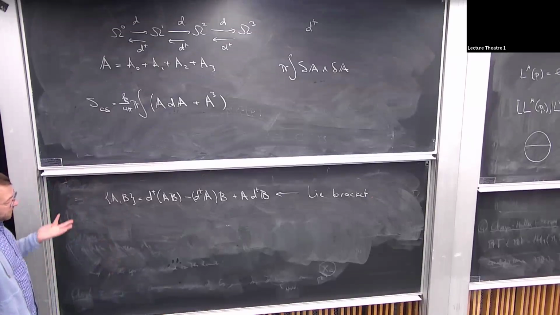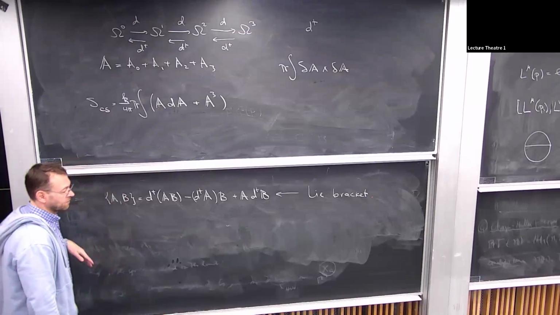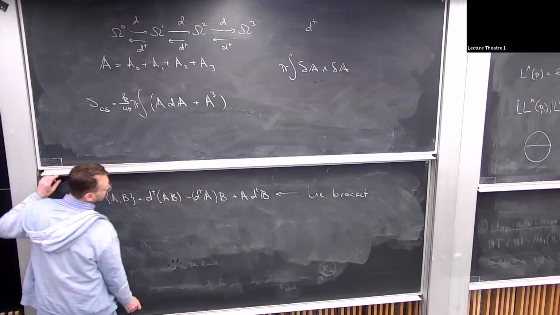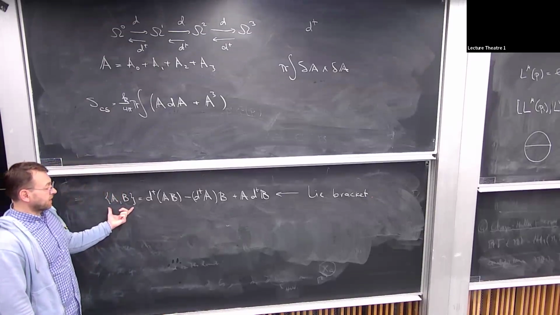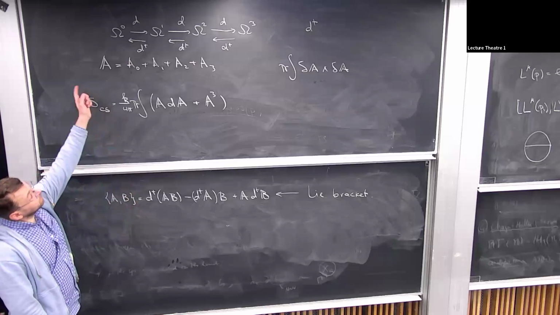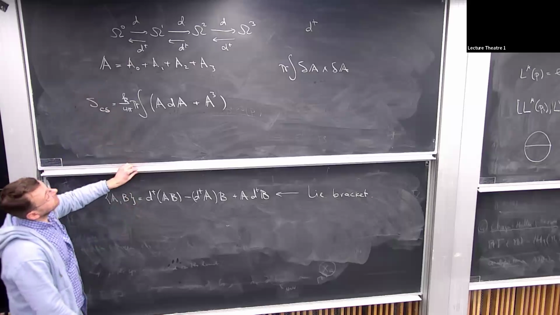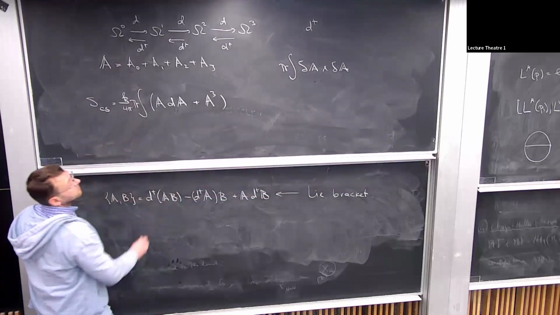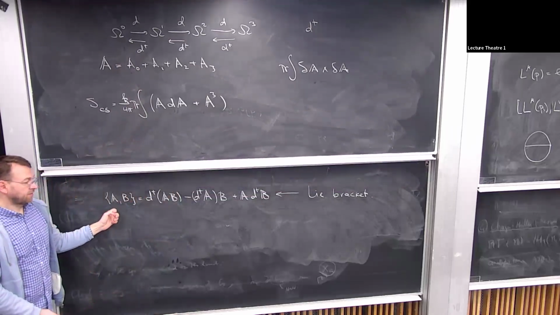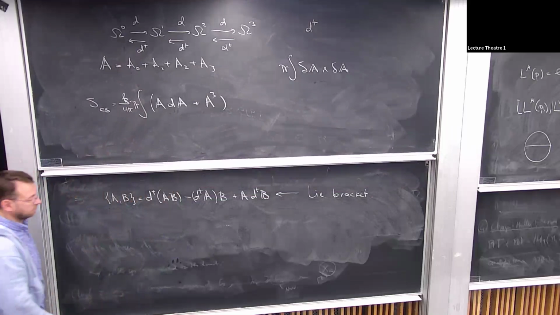If you start to write these formulas in the very simple form, in the flat case, you could realize that what we have is a Lie bracket. If I have a D dagger, basically I can equip the space of differential forms with a Lie bracket, which would be defined like this.